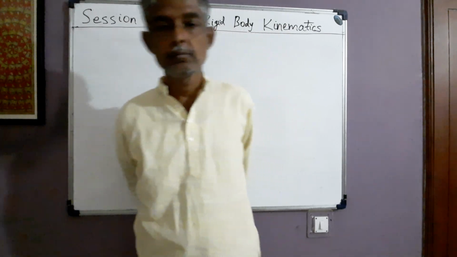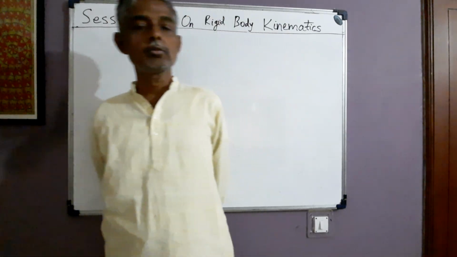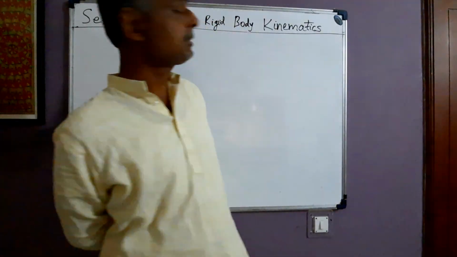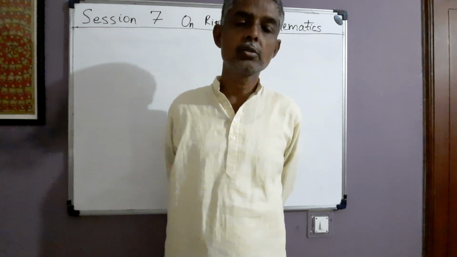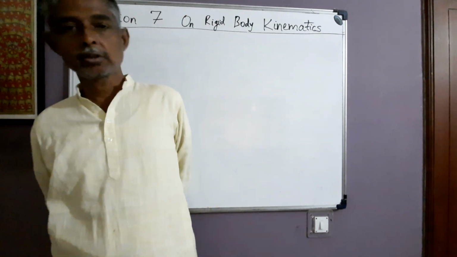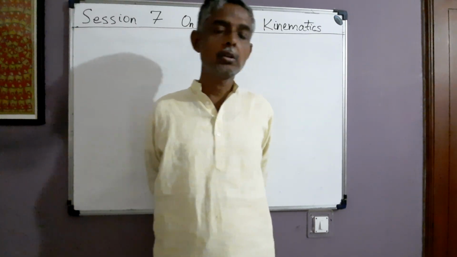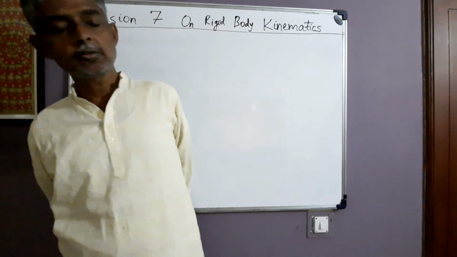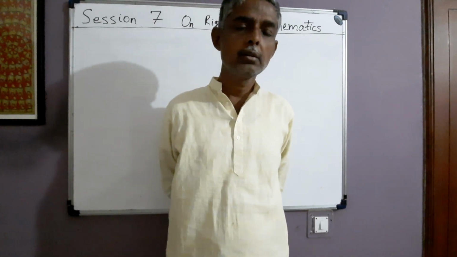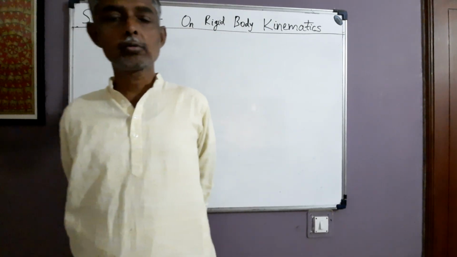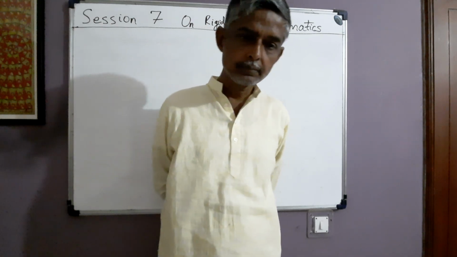So this is the seventh session on rigid body kinematics. This is in continuation of the sixth session. Today we'll take up the second topic on rigid body kinematics, that is the velocity equation for a rotating rigid body.